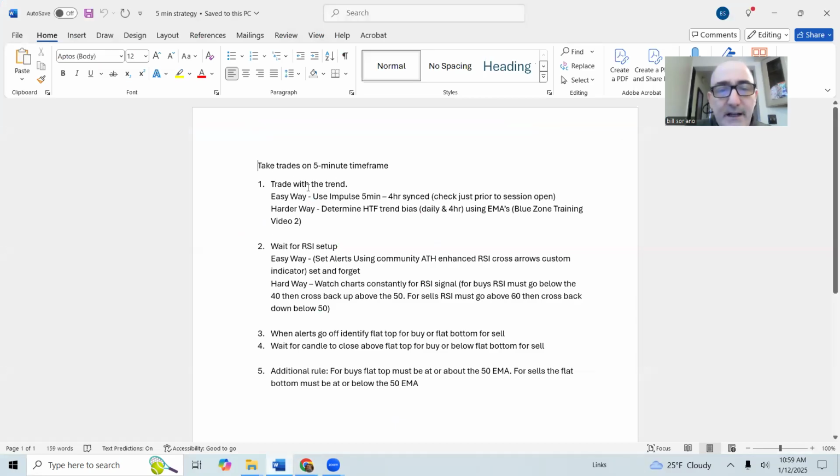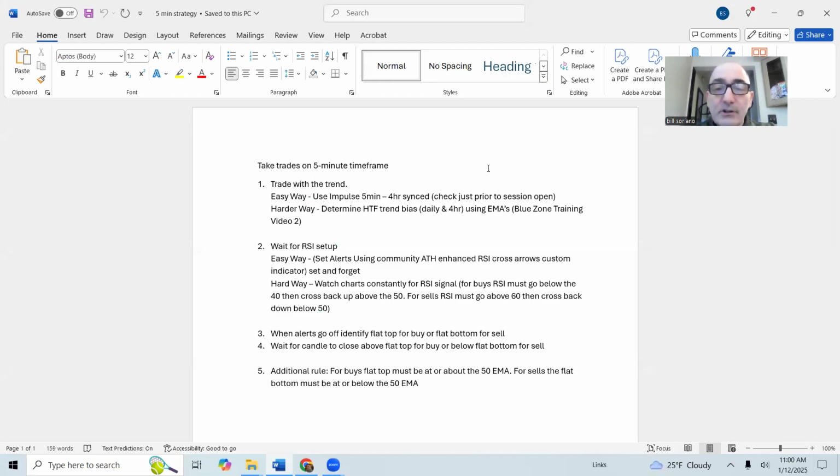You basically trade with the trend. The easy way to do that is using the impulse scanner. You're looking for pairs that are synced on the 5 minute through the 4 hour. I like to actually look for the pairs that are synced on all time frames. Okay, but the strategy is actually 5 minute through the 4 hour.